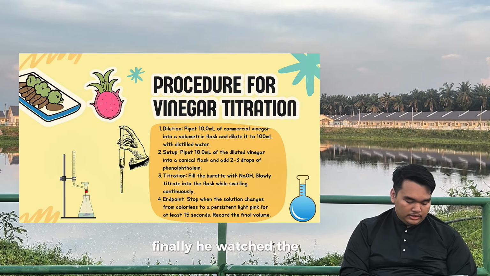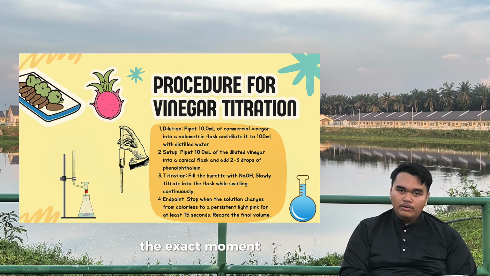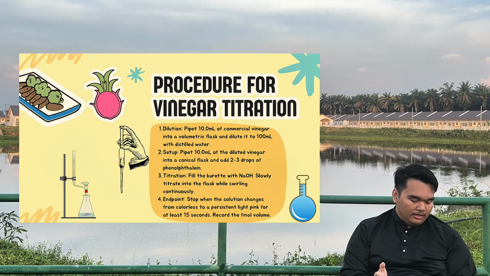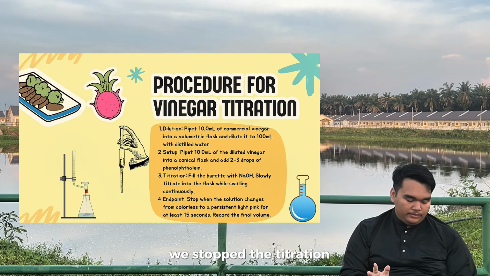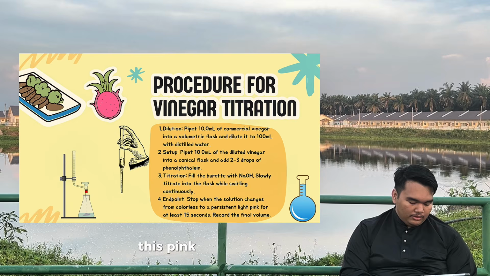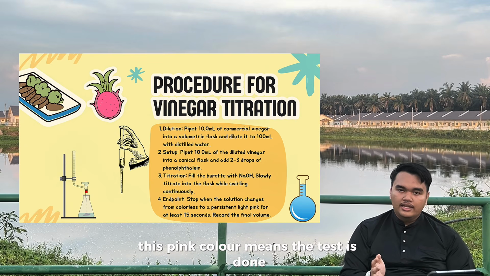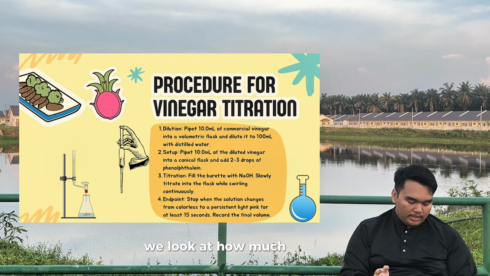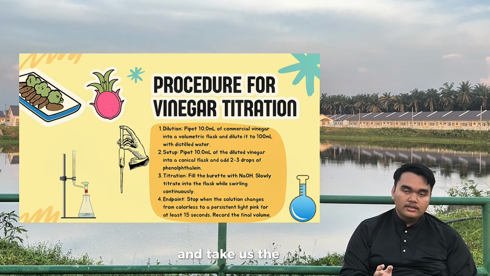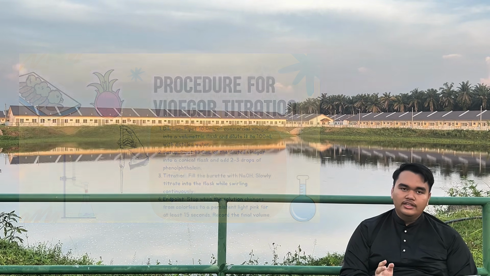Finally, we watch the color change. The exact moment the clear liquid turns pink, we stop the titration. This pink color means the test is done. We look at how much liquid we dripped out of the tube, and that tells us the strength of the vinegar.